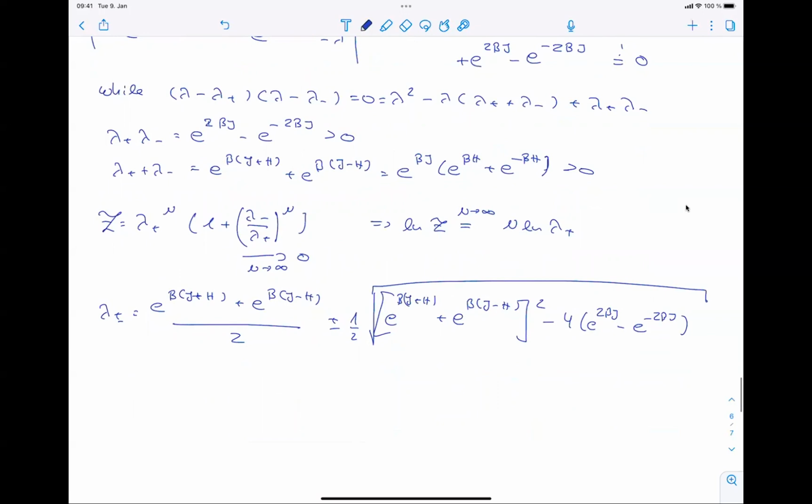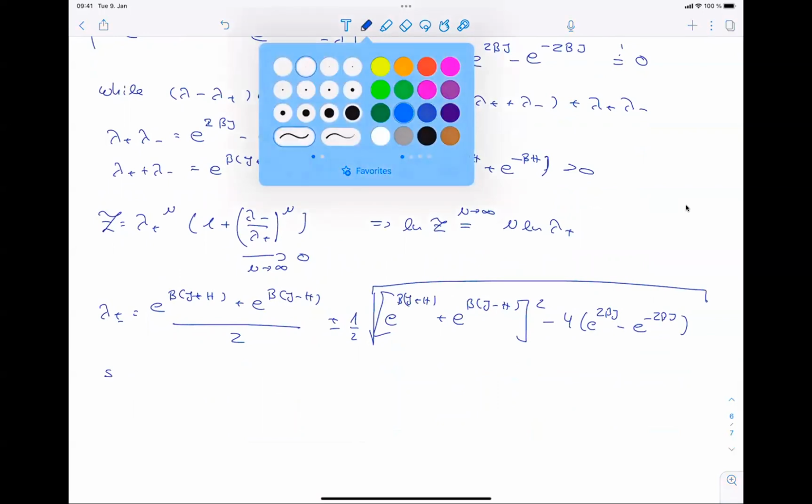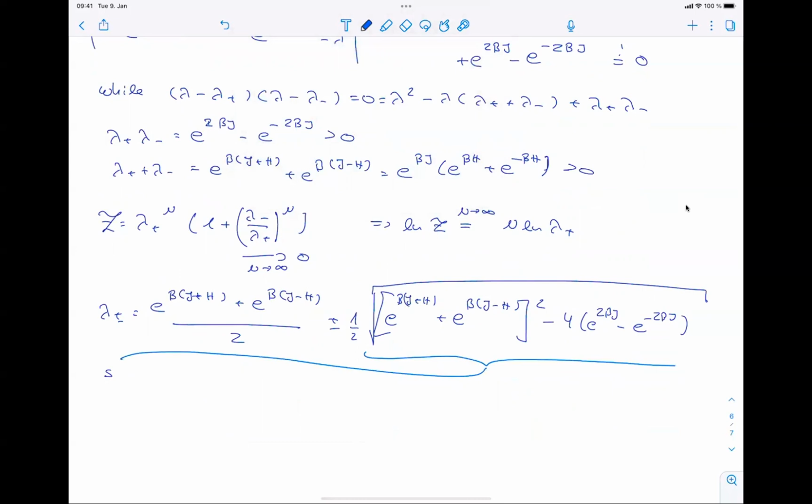And so here now the square root, if you look at this one, the square root contains, effectively, a 2 beta j if I factor out the e to the 2 beta j here, times e to the 2 beta h plus e to the minus 2 beta h plus 2 if I evaluate the square. Sorry.